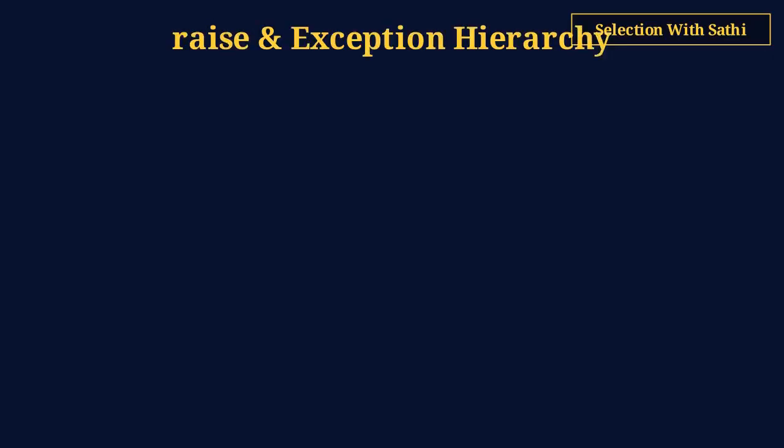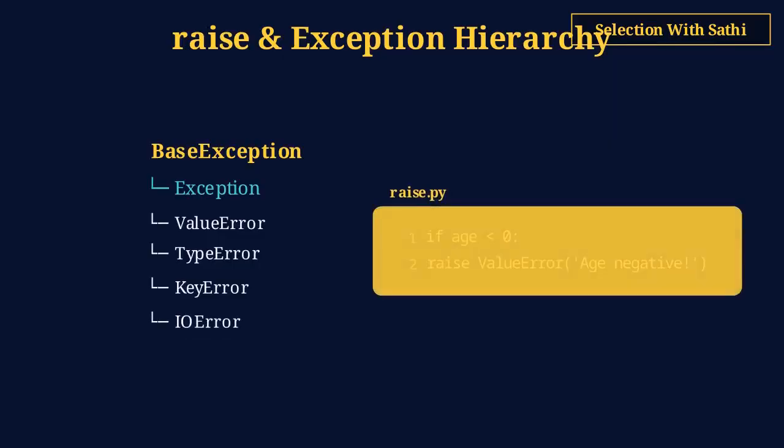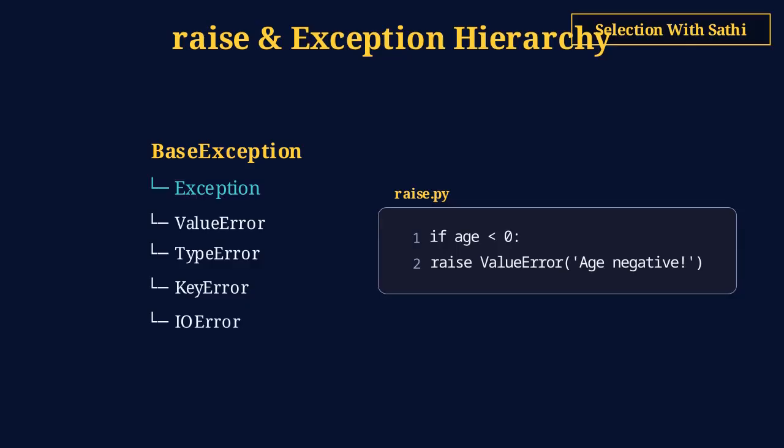You can raise exceptions explicitly using the raise keyword. Raise ValueError with a message throws the error immediately. For custom exceptions, create a class that inherits from Exception. Add an __init__ method for custom messages. Raise without arguments inside an except block re-raises the current exception.